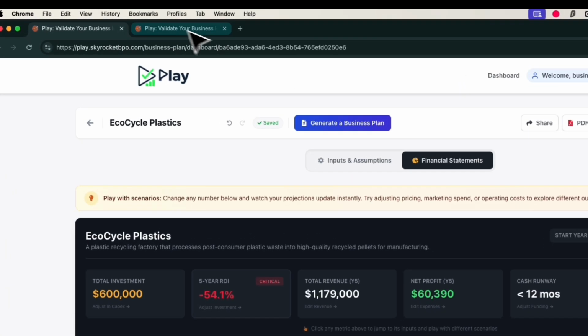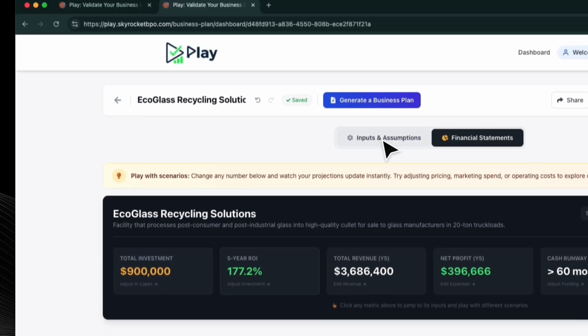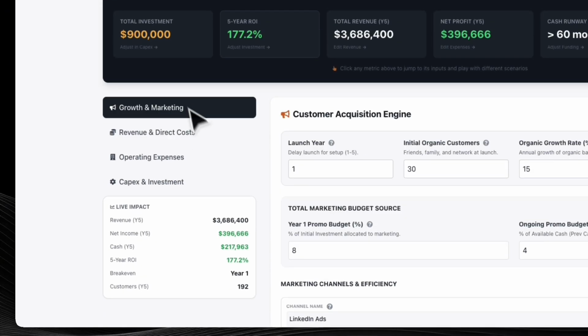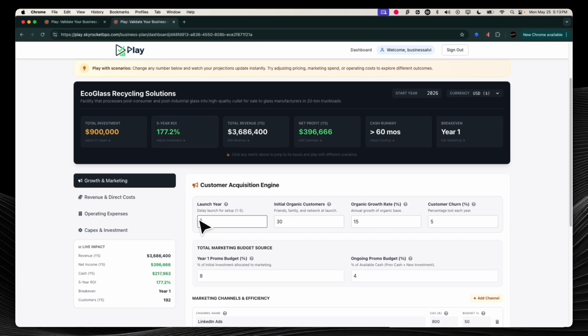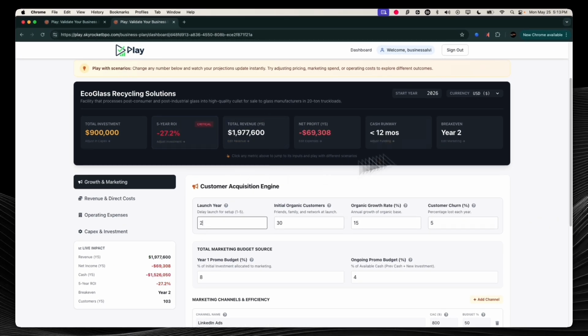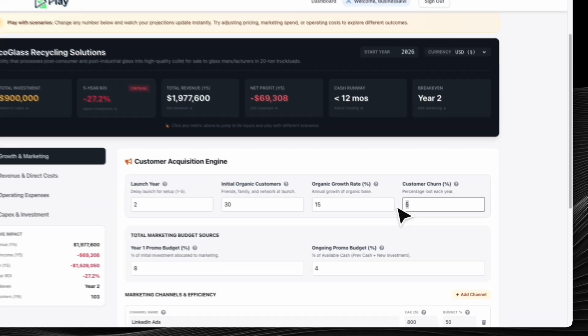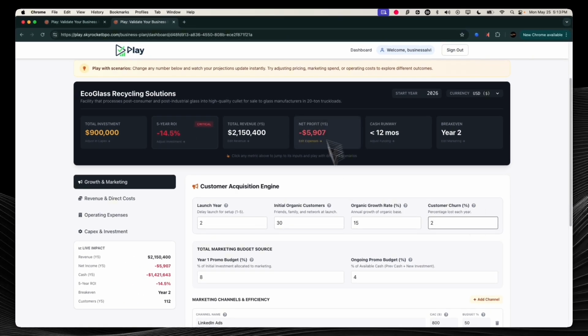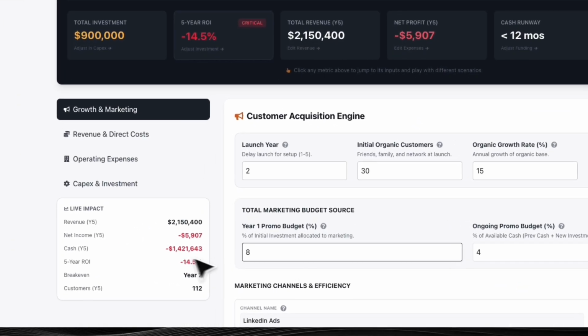For the glass factory, let's say that realistically the business should start during year 2. So let's say the launch year is the second year. As you can see, the launch year is the second year. Second year is considered the launch year. Then a lot of things in here are going to change. Now, if I change the churn rate as well, this is going to change.